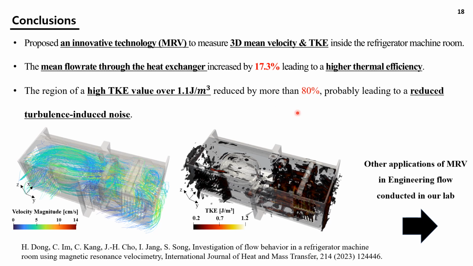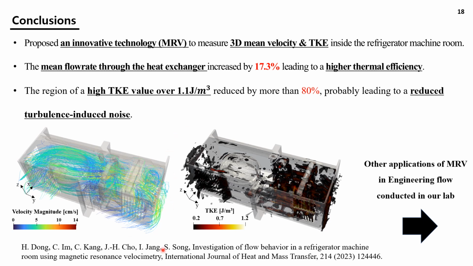So in this study, we successfully visualized the three-dimensional mean velocity and TKE inside the refrigerator machine room by MRV. In the improved model we proposed, the mean flow rate through the heat exchanger is increased by 17%, leading to a higher thermal efficiency, and the regions of high TKE value were reduced by more than 80%, probably leading to a reduced turbulence-induced noise.